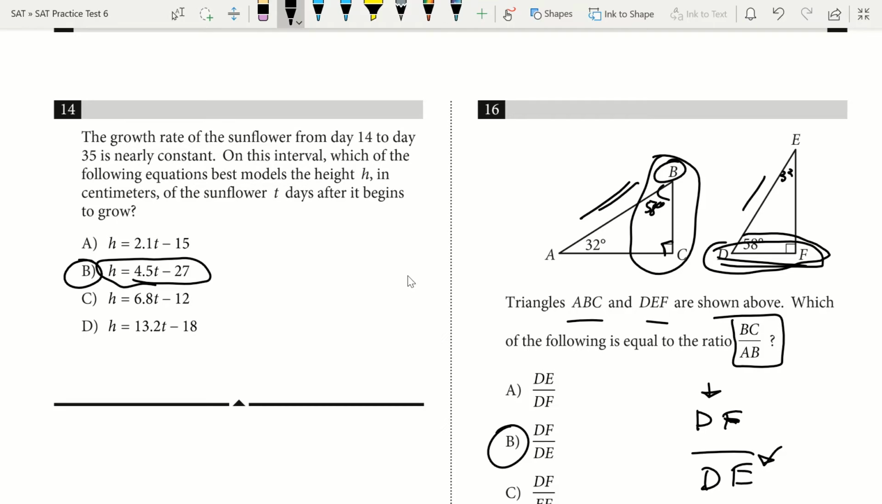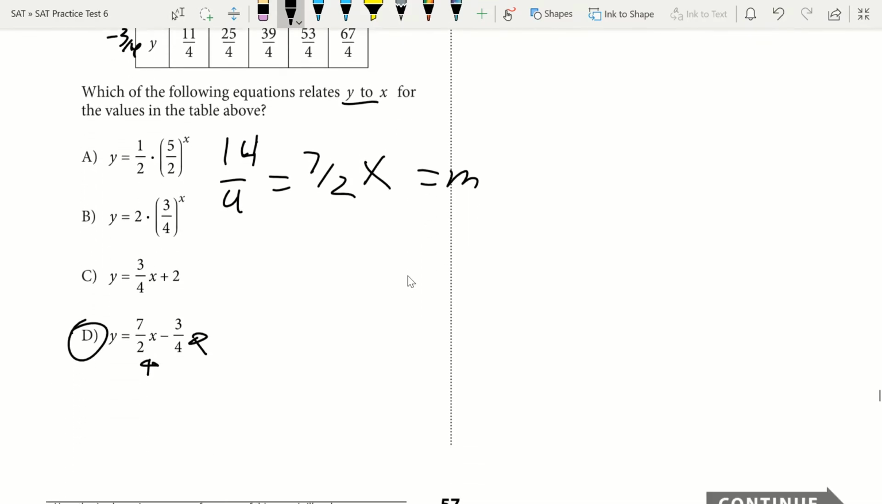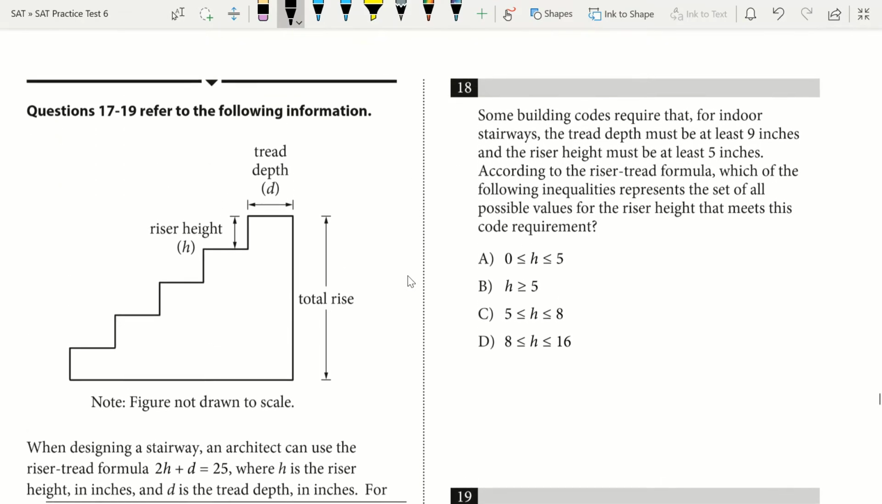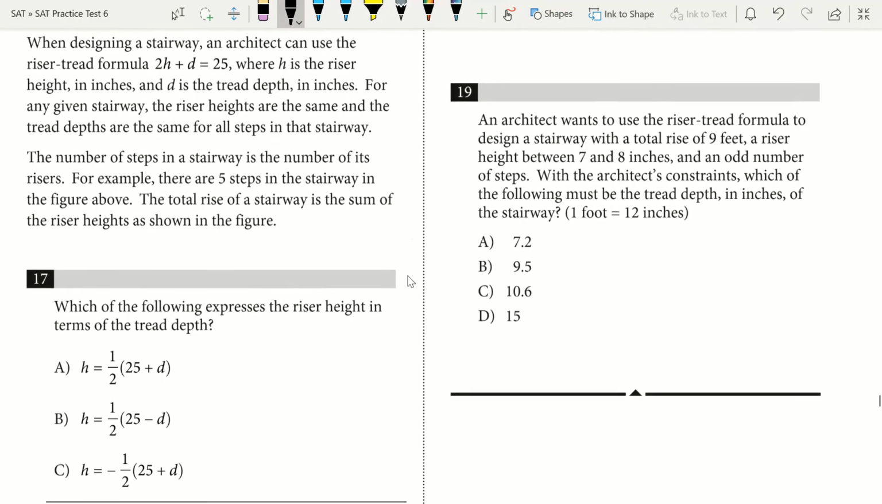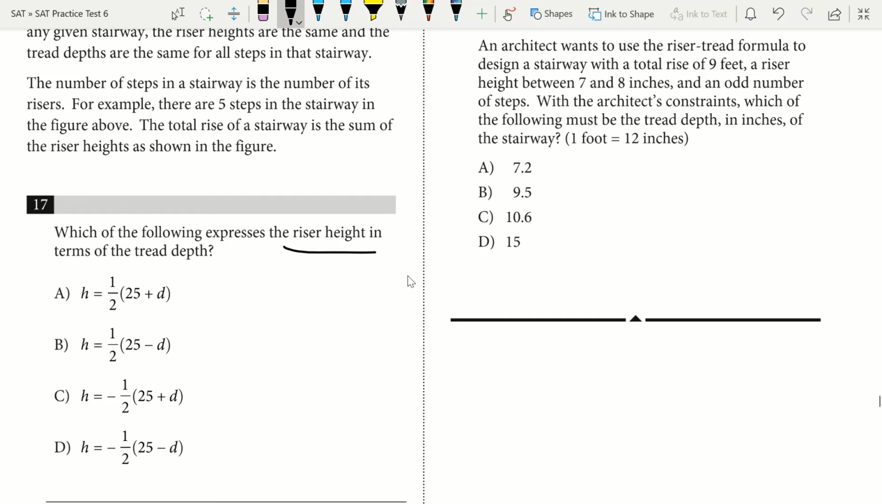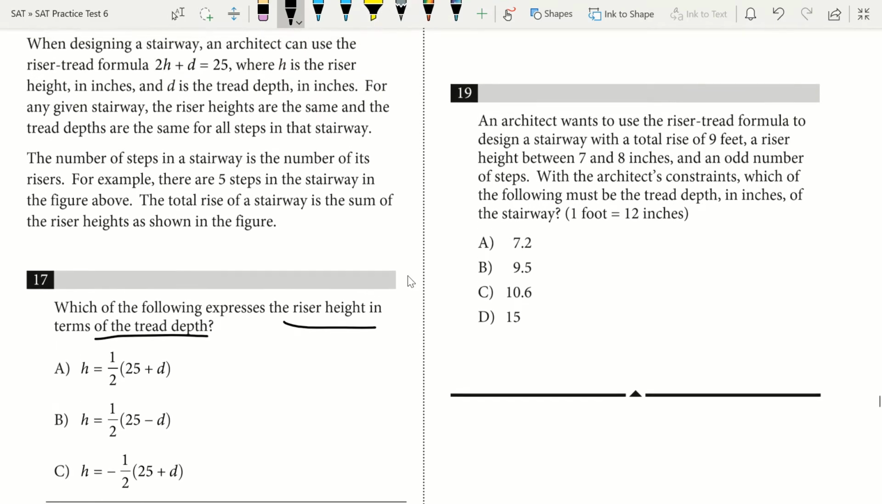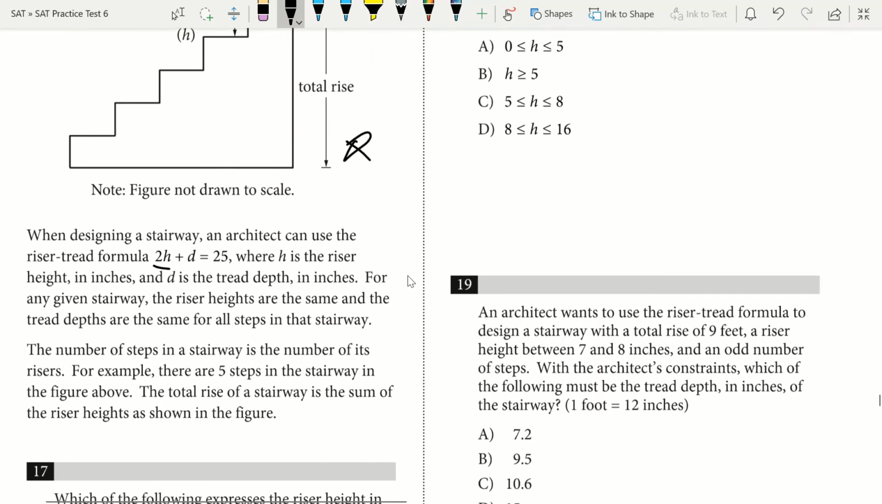All right, moving on, we've got question 17 down here. 17 and 19 refer to the information contained here. Question 17 is down below. Which of the following expresses the riser height in terms of the tread depth? Well, I see I have an equation here, so I'm going to read this. When designing a stairway, an architect can use the riser tread formula, 2h plus d equals 25, where h is the riser height in inches and d is the tread depth in inches for any given stairway. The riser heights are the same and the tread depths are the same for all steps in the stairway.